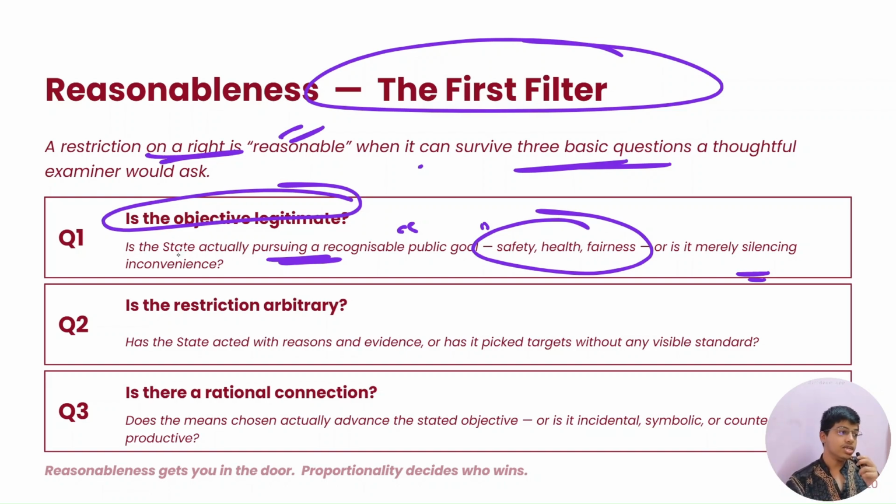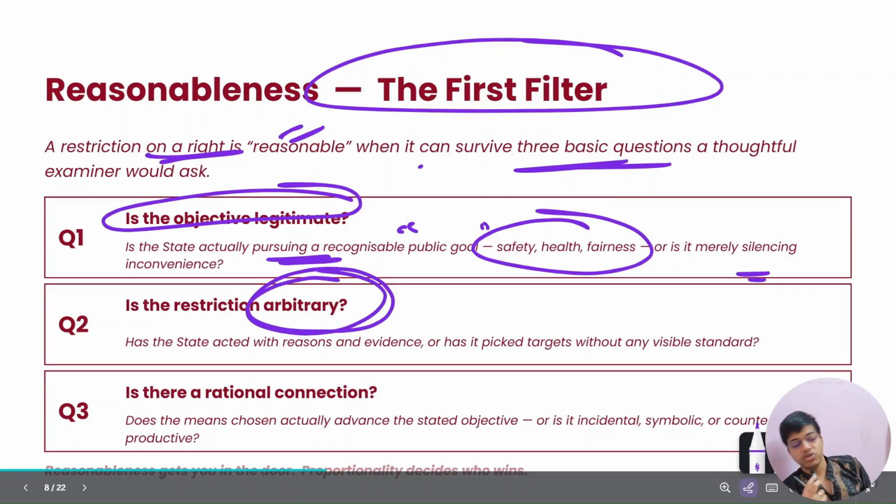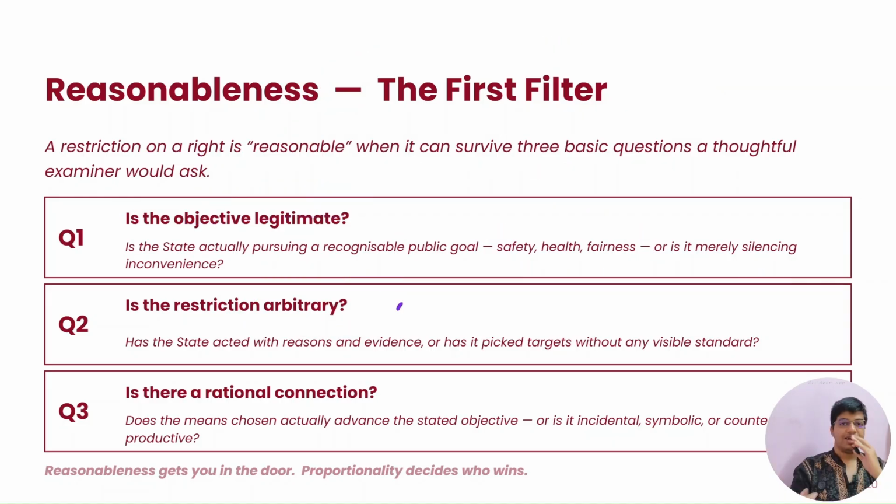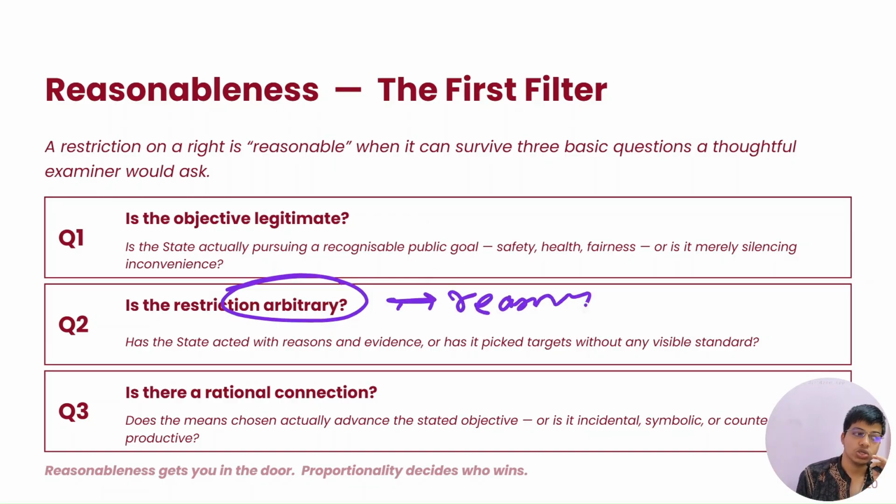Second, is the restriction arbitrary? You need to focus on this aspect as well. Has the state acted with reasons and evidence, or has it picked targets? Hey guys, continuing with the lecture. So, is the restriction arbitrary? State action cannot be arbitrary. A state should always have proper reasons to justify its actions.